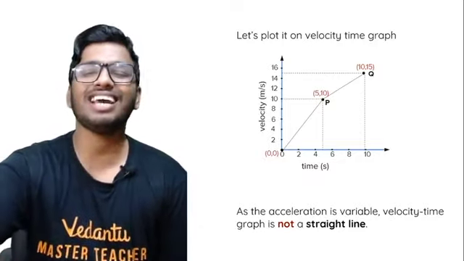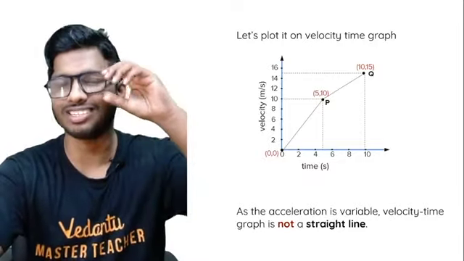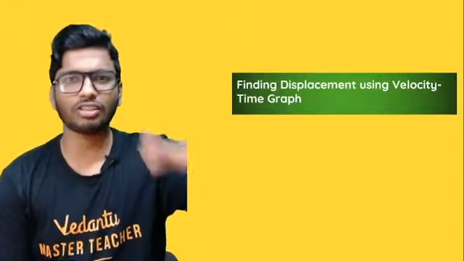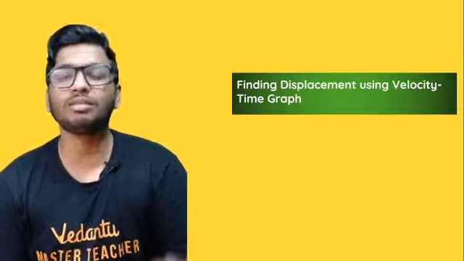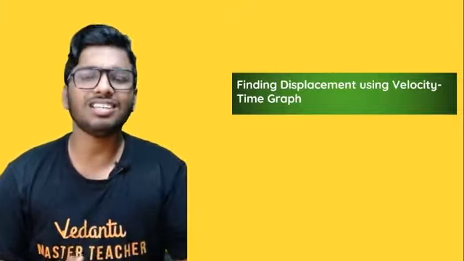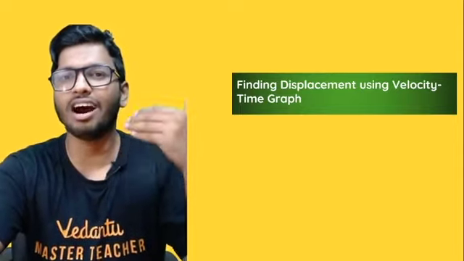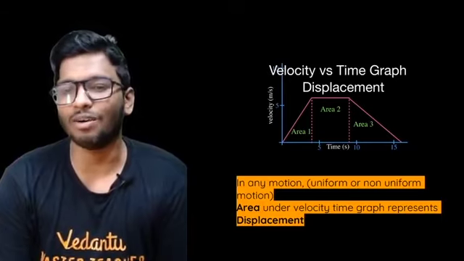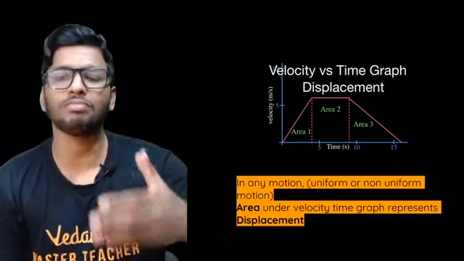Okay, with that said, one more thing that you have to understand is finding the displacement in a velocity time graph. If you have a velocity time graph and you are asked to find the displacement of the body, it's actually straightforward. If you find the area under the curve or the area of the graph, you would be able to find the displacement of the body.